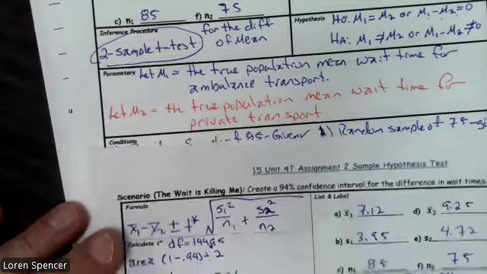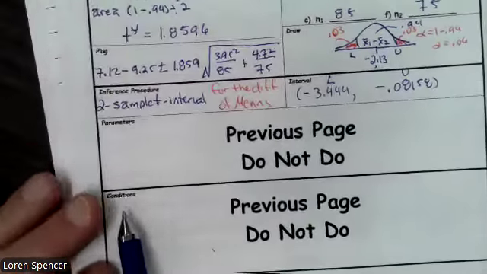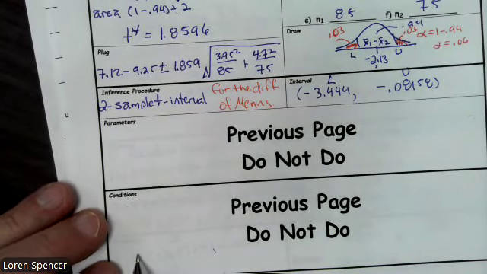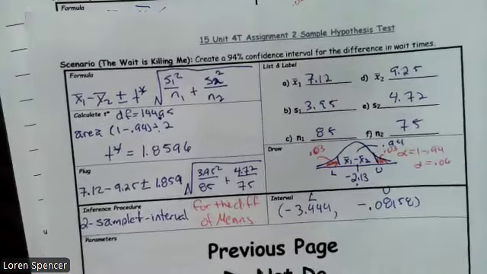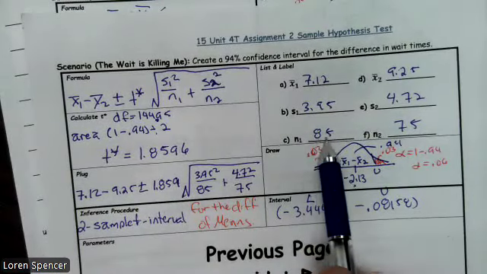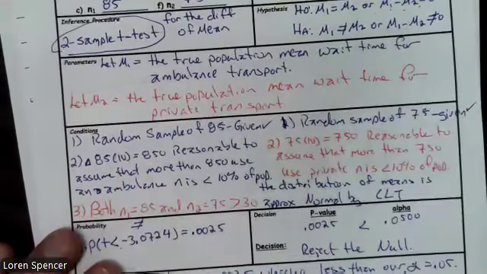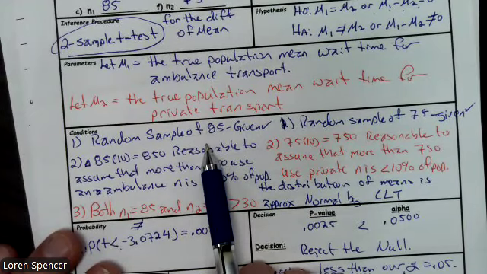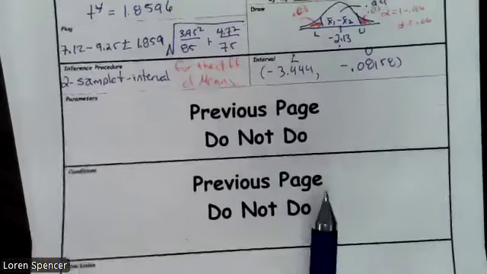All right, the conditions. Well, the conditions are the same. We have random sample, n is less than 10% of the population, and they need to be normal by the central limit theorem, which we know they are because both samples are greater than 30. I didn't want to go over those again because we did them in a previous video. So there they are from the previous video on the hypothesis test. If you want them, go to the hypothesis test video or take a picture of that.